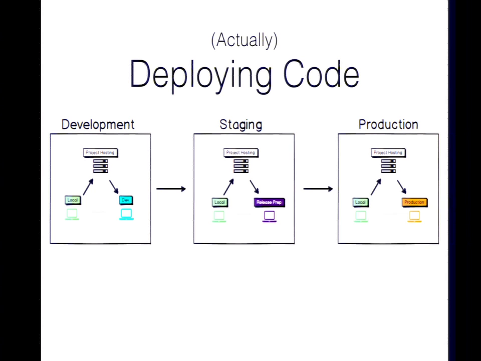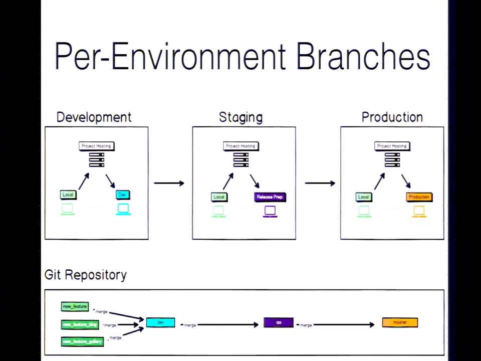So there's sort of some light color coding on this. I don't know if it reads well all the way to the back, but if we skip ahead to this one here, we can see that essentially each of those different environments can map onto what a branch would be in Git. And this is more or less giving us the Git flow model.